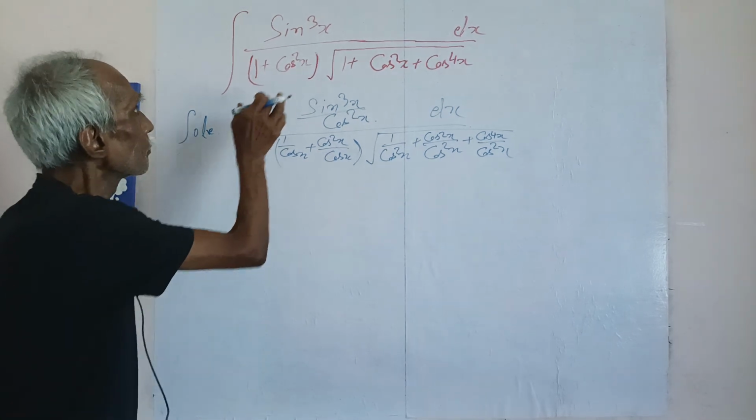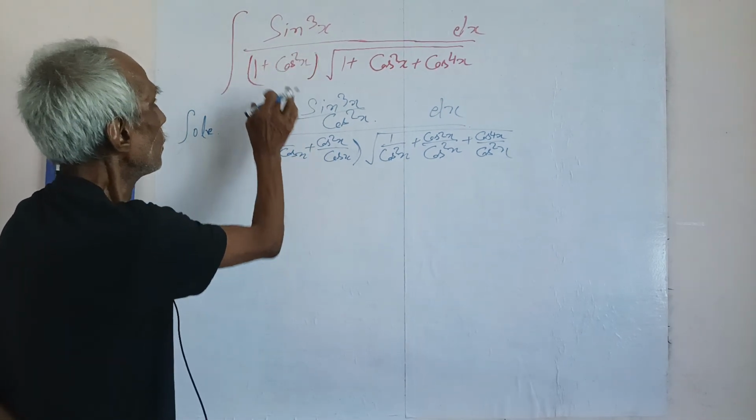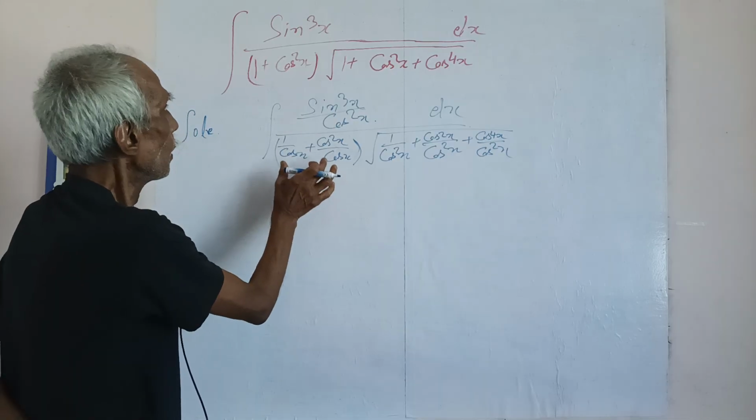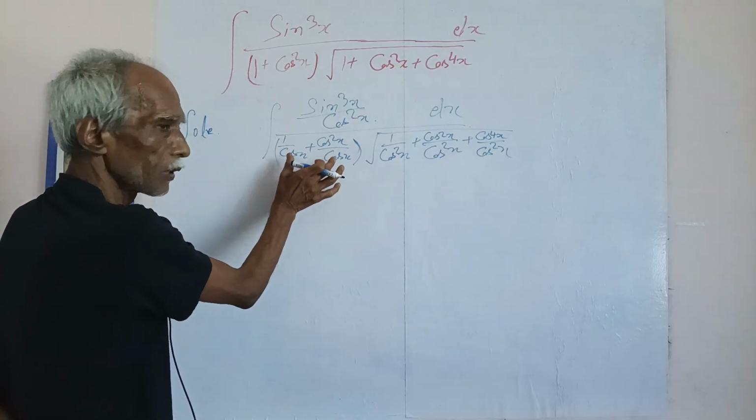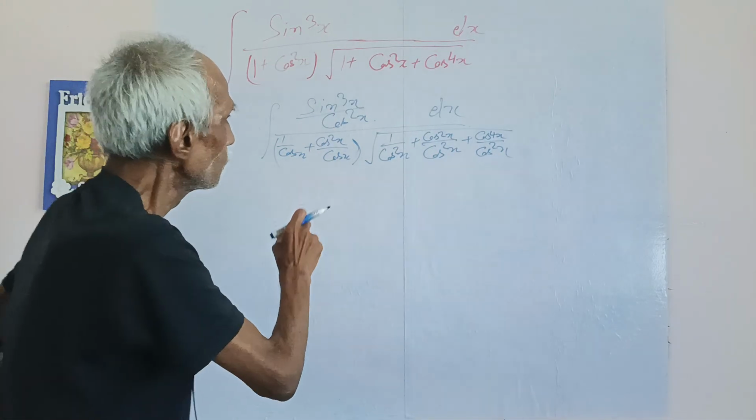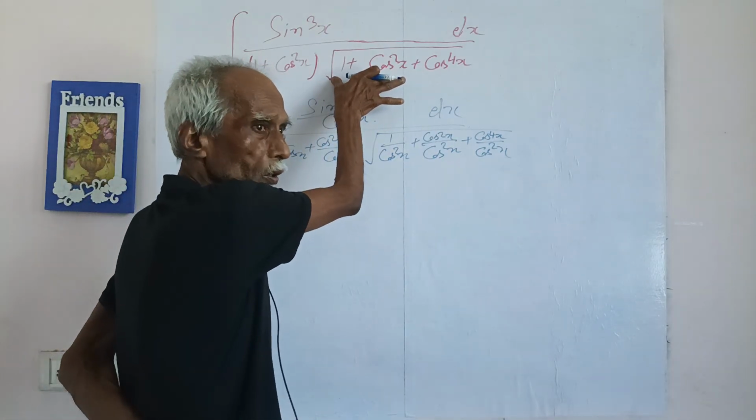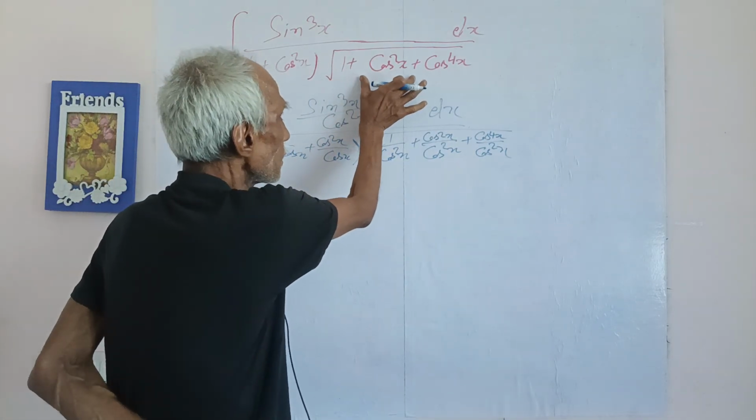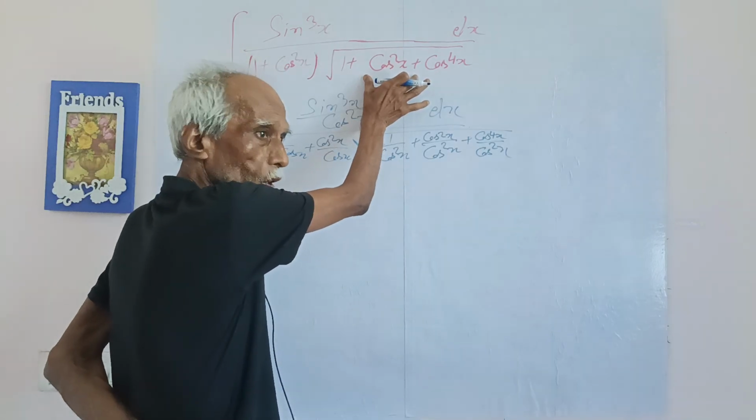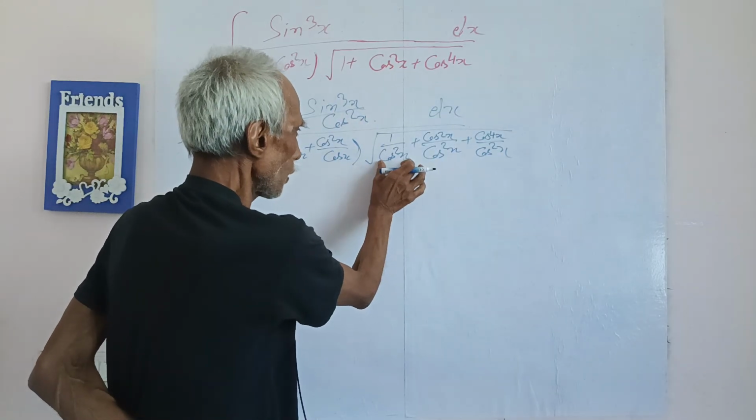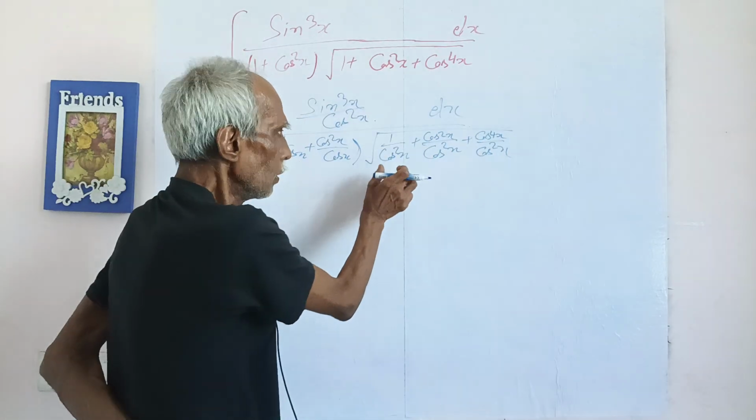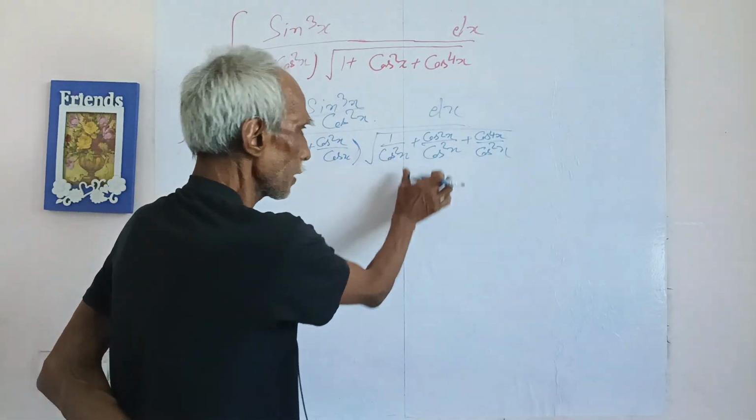If you divide 1 plus cos square by cos x, then you will get this part. And we know here is a root. So for dividing this part by cos square x, you have to write cos square x under root. Means you have to change cos x into cos square x, then you have to divide.